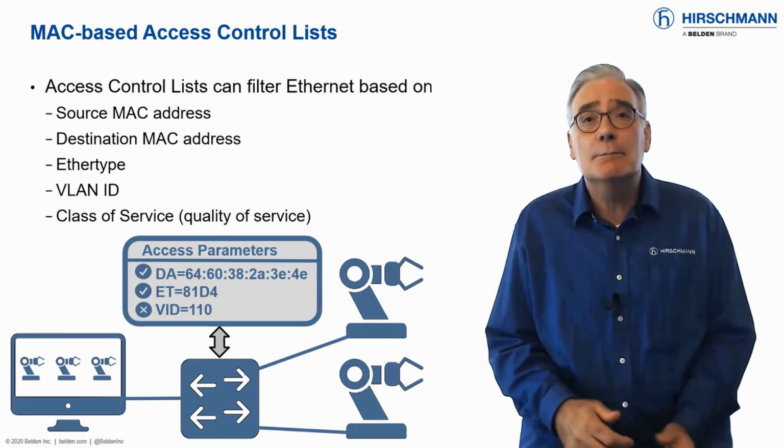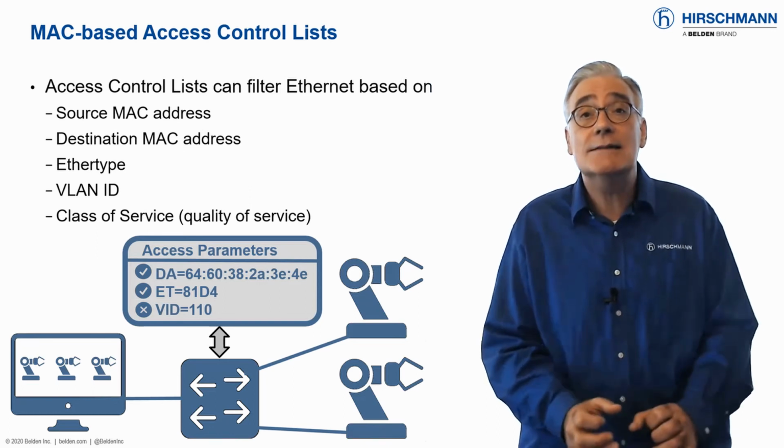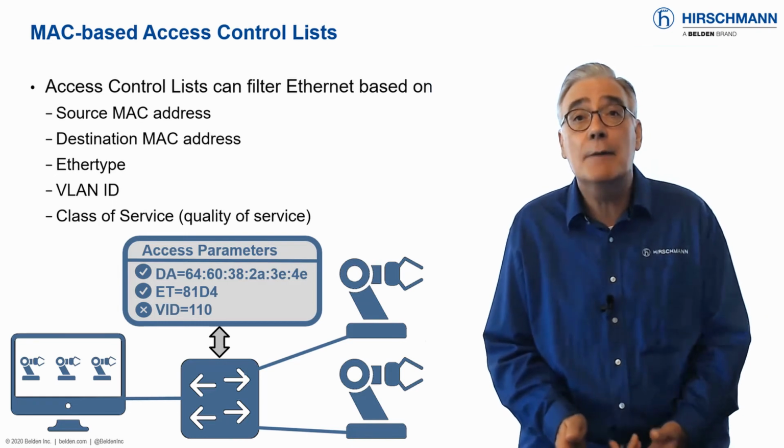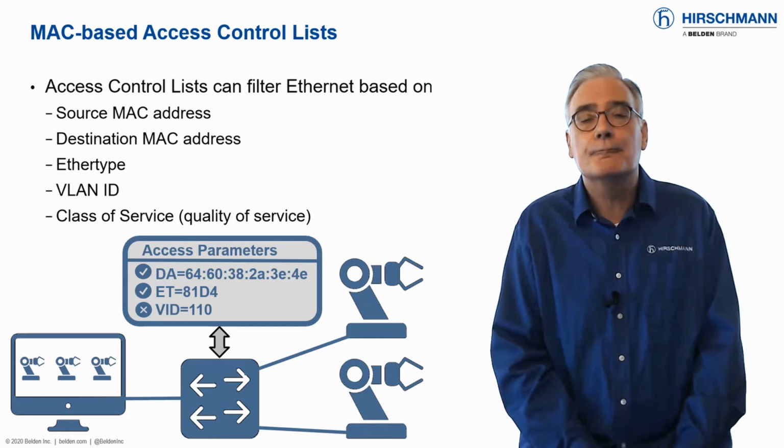Basic ACLs support filtering on MAC addresses. Advanced ACLs support filtering on VLANs, traffic type, time of day, and other criteria.